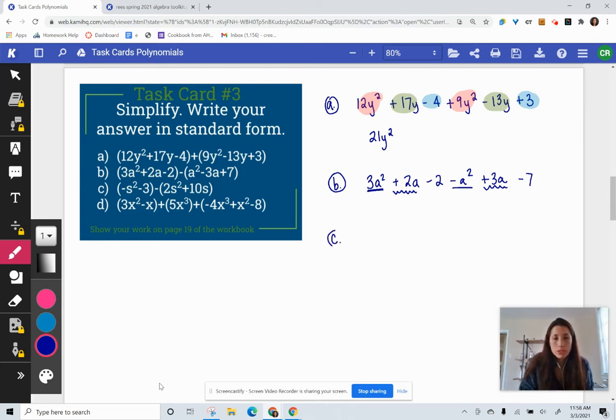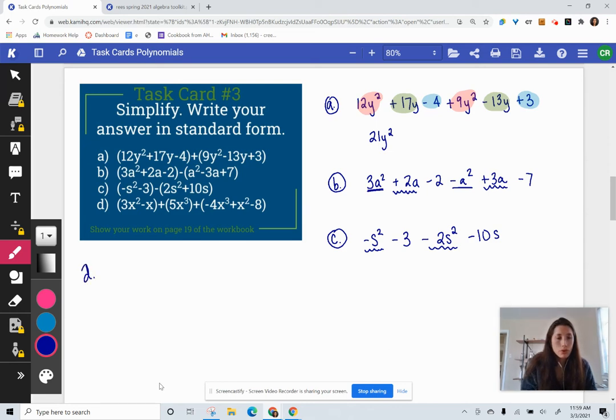On to question C. Without parentheses, we've got a -s squared minus 3. And then we're going to be subtracting everything in that parentheses there. So we are subtracting 2s squared, and we're subtracting that 10s. And then you are combining like terms. So combining really only these 2 terms would be the only like terms. And then we have s to the power of 1, and we have no s's here.